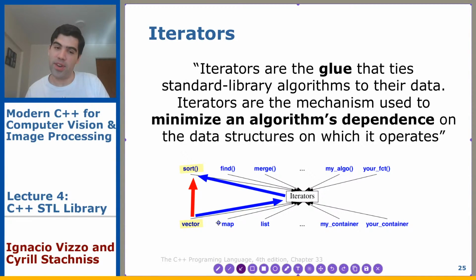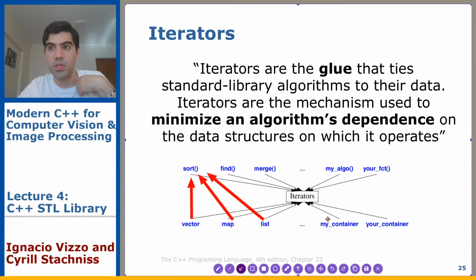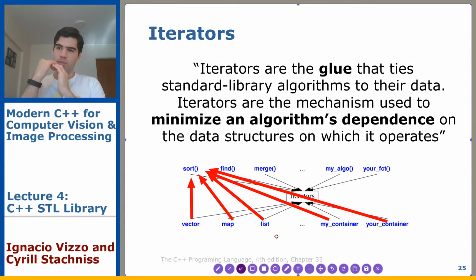And why do we do this? It's because it's more generic. If we don't do this, then we need to provide a sort implementation for vector. Let's do it with arrows. If we don't use iterators, we need to write a sort implementation for vector, one for map, one for list. Let's pretend that I have my own container, one for this guy. We are using Open3D containers, one for this guy. And then you need to overload this sort function for an infinite amount of containers.